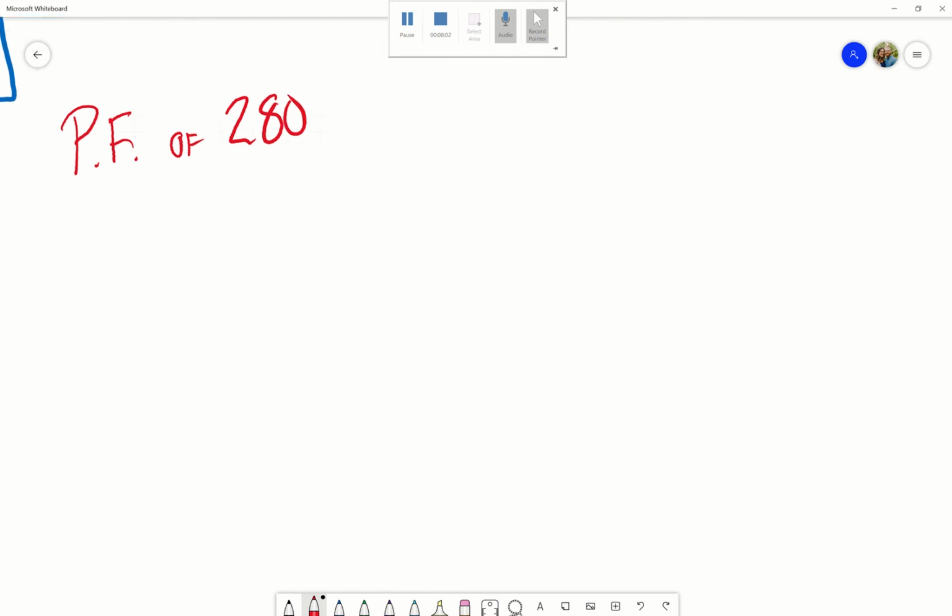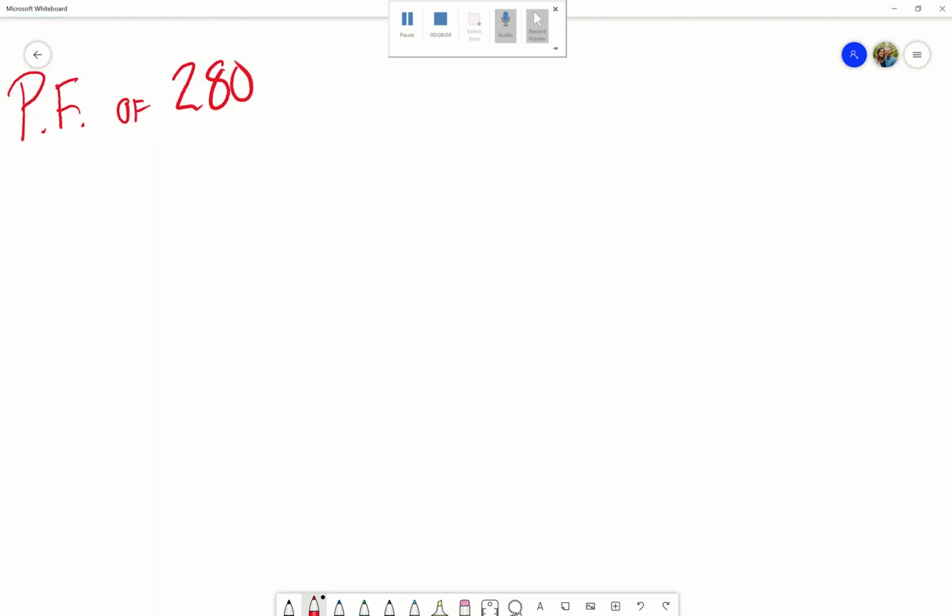Prime factorization of 280. Well, I'm going to do the same thing I've done before. I'm going to break this down using a factor tree. So I'm going to say, all right, here's 280. And what are two numbers that multiply together to equal 280? Well, I know anytime a number ends in a 0, it can always be divided by 10. So 10, and then the rest of the value, this 28, is what's left over. So 280 breaks down into 10 times 28.